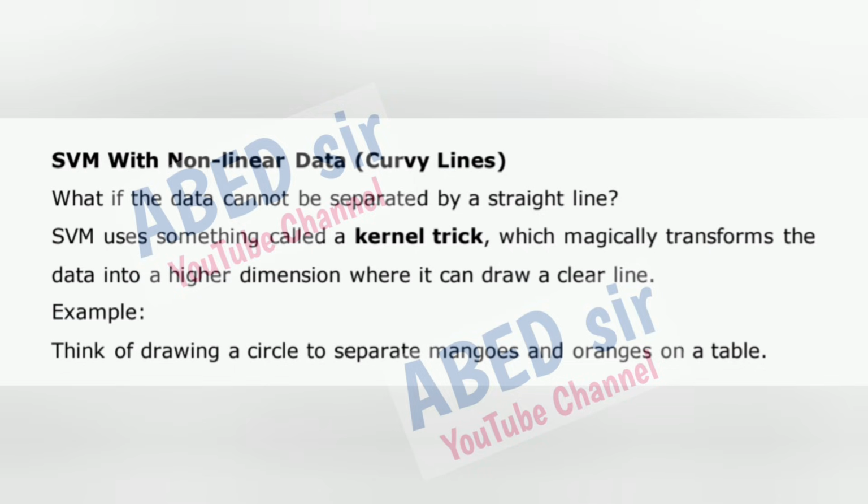SVM with nonlinear data, curvy lines. What if the data cannot be separated by a straight line? SVM uses something called a kernel trick, which transforms the data into a higher dimension where it can draw a clear line. Example: think of drawing a circle to separate mangoes and oranges on a table.